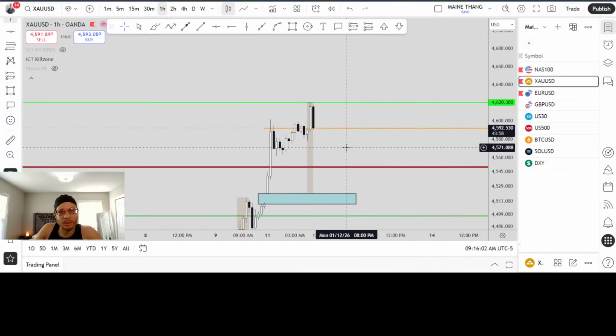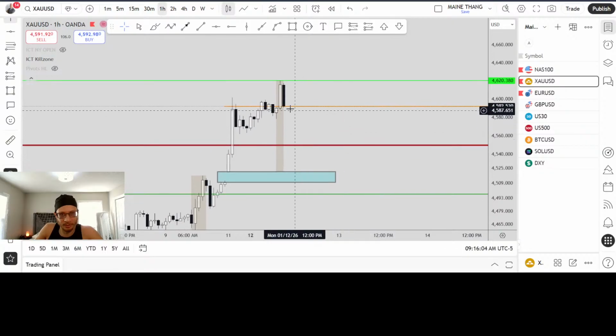So we have to wait and see what market open gives us. Is it gonna drop down all the way here and then go up? We have to wait. But we're looking for whatever our next rule will tell us.